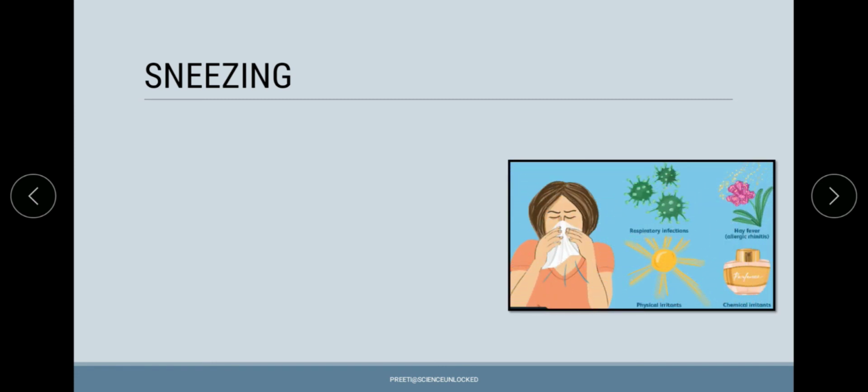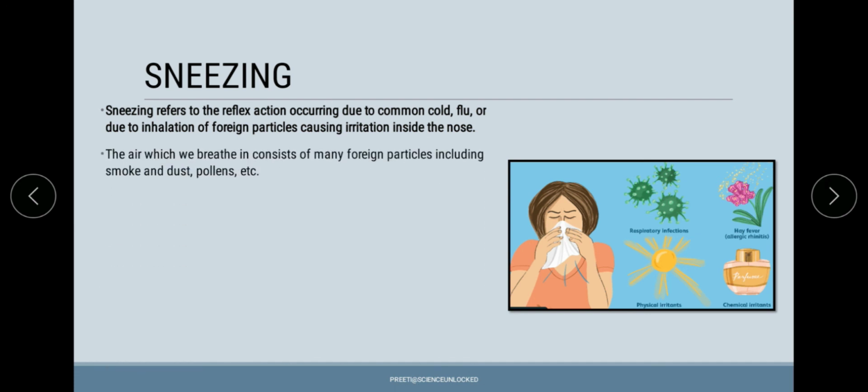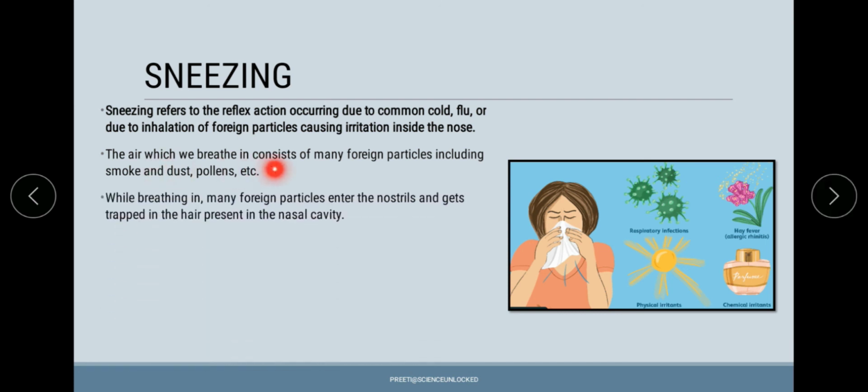Now, one such phenomenon related to the process of breathing is sneezing. This is actually a reflex action that occurs inside our body, caused by an irritation in the nose. It can be because of any external material entering our body, or to be more specific, the nasal cavity, like dust particles, pollen grains, or maybe sometimes particular smells as well.